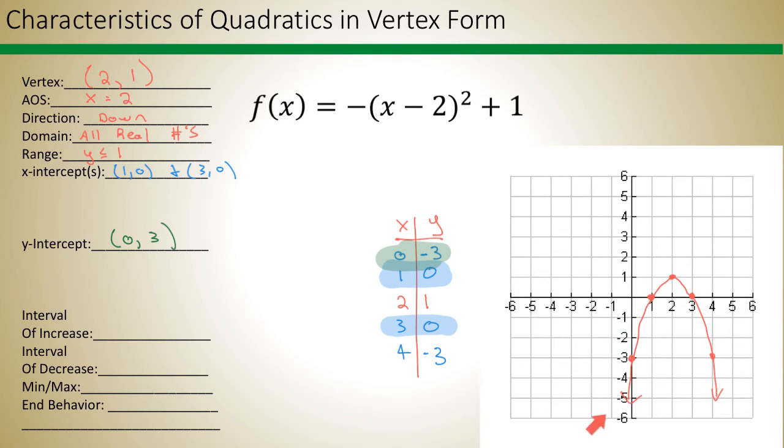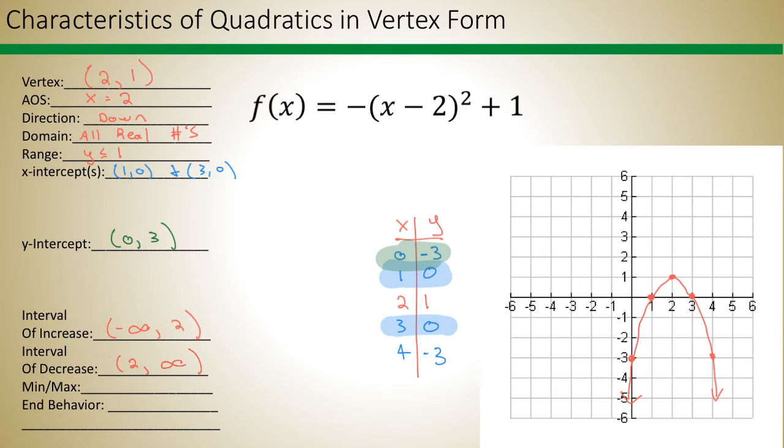So we started way over here at negative infinity, and we're going to stop when x is 2. So that's an interval of increase. It started at negative infinity and stops at 2. After I pass 2, we're going to decrease. So it starts at 2 and goes forever all the way to positive infinity. That's our interval of decrease, okay?